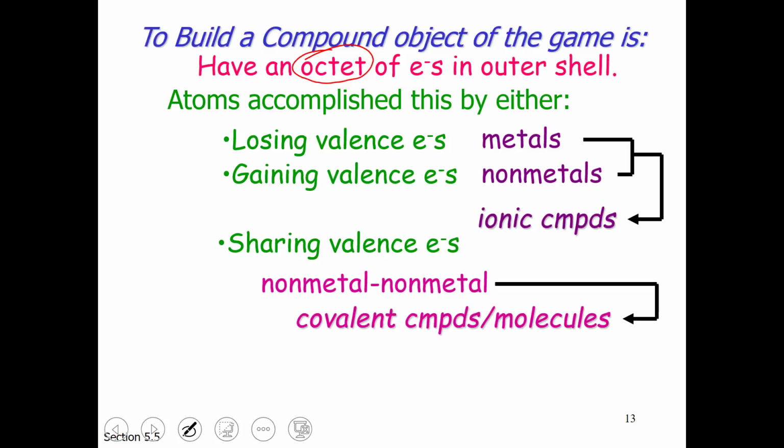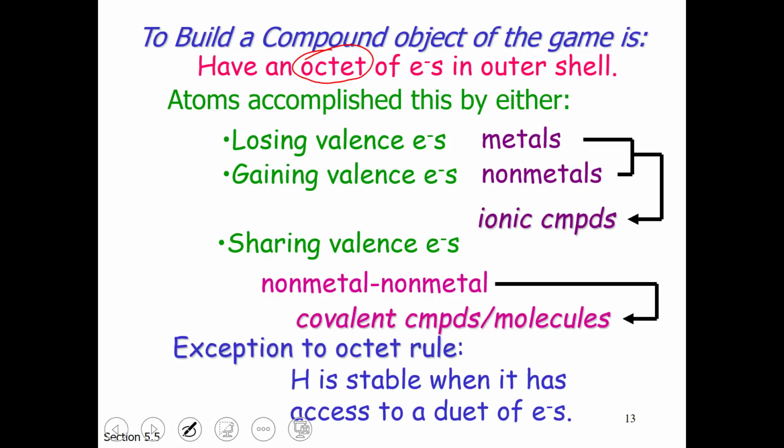Sharing valence electrons, which is what happens when nonmetals are bonding together, we have to do something different in order to get 8 electrons around each atom. Now, there is an exception to what's known as the octet rule of getting 8 electrons around each atom. Hydrogen's nearest noble gas is helium, so hydrogen would like to have 2 electrons around it, a duet of electrons.